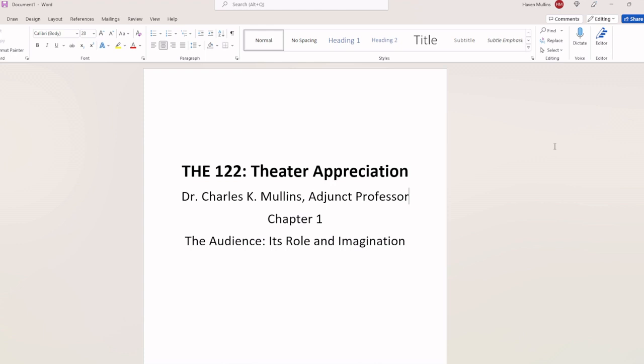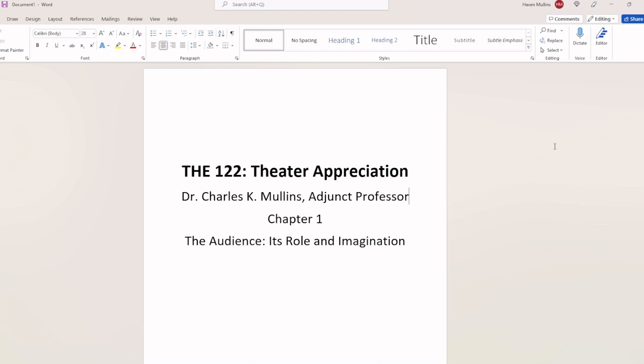In the textbook, everything that's in bold, everything that's in italics, that's important, and I cover those terms. I go over the terms explicitly in these lectures. Each chapter I cover, I will cover all of that terminology. Beginning with chapter one, it's the audience, its role, and imagination. This is on page 5 in the textbook.